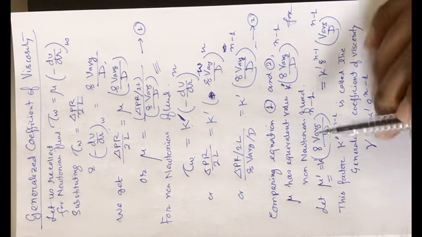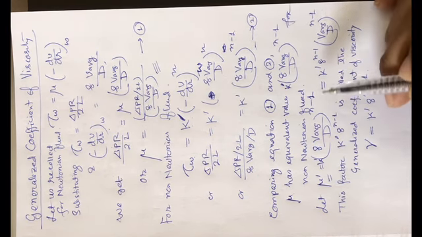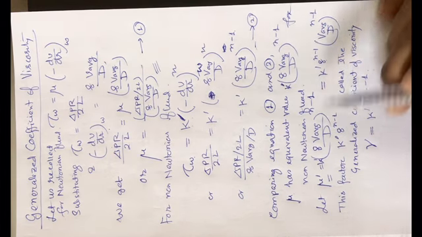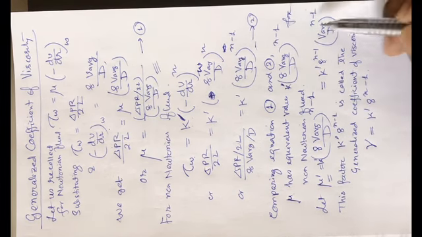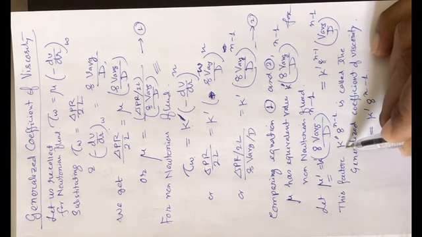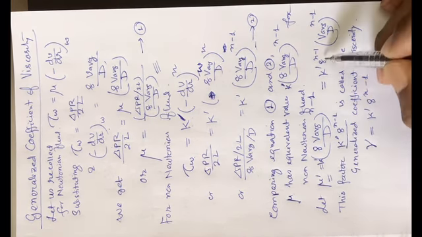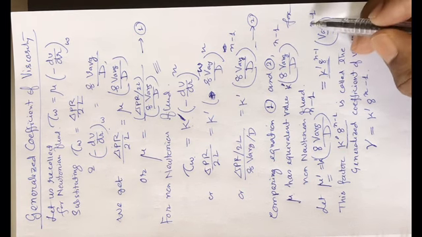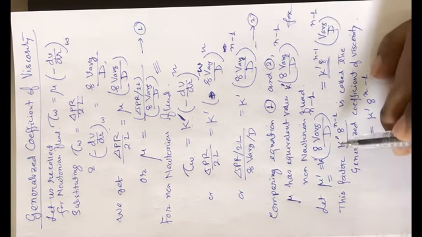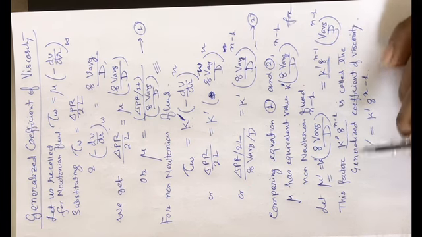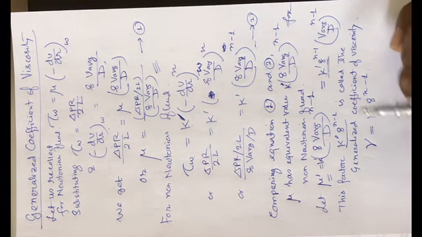We can write this slightly differently. We can take out k prime into 8 to the power n minus 1, and V average by d will remain there to the power n minus 1. So k prime into 8 to the power n minus 1 is called the generalized coefficient of viscosity.